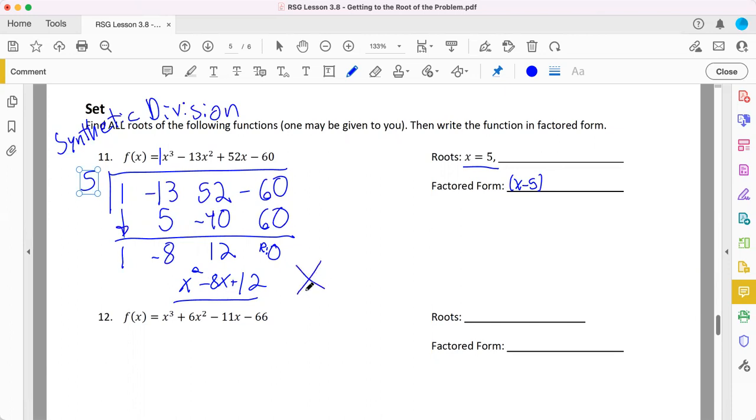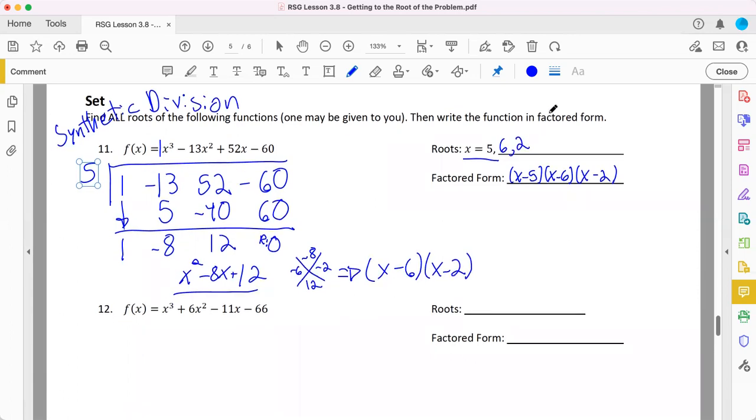So think factors of 12 that add up to negative 8: negative 6, negative 2. So really, you can rewrite this as x minus 6, x minus 2. If you don't believe me, FOIL this all out. Should get you back to x cubed minus 13x squared plus 52x minus 60. Capiche? X minus 2. And we'll also give respects to our roots 6 and 2. Capiche? Makes sense. All right.